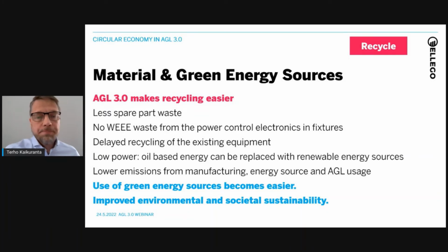And then there was a question whether the diesel generator backup power can be replaced with renewable energy sources. That's of course one opportunity. And now with the existing situation, when Europe wants to reduce oil consumption, this can be a very, very important thing so that the airports can do their part on that.